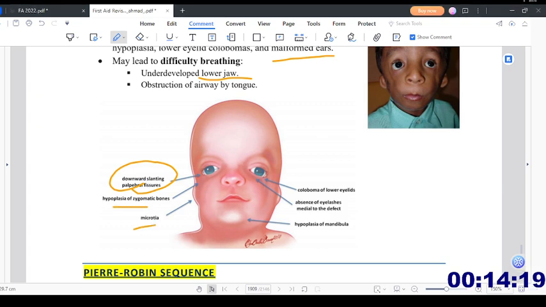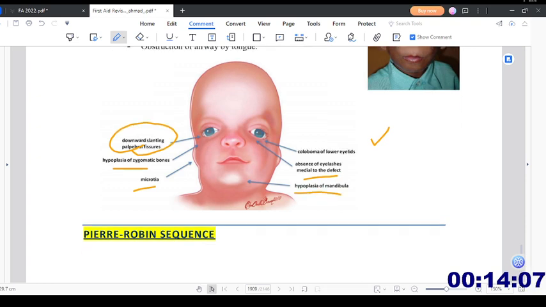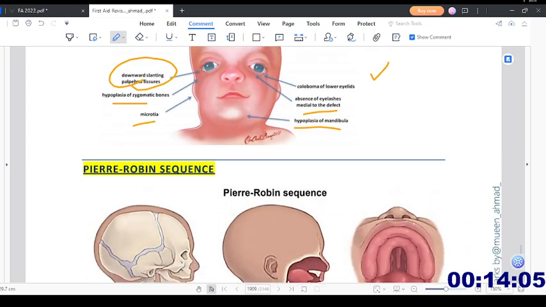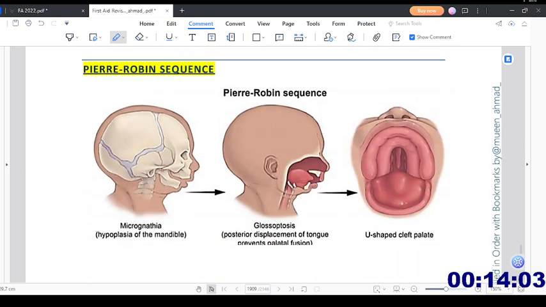Then there is microtia, that is small ears, coloboma of the lower eyelids, and absence of the eyelashes medial to the defect. So wherever the coloboma is present, medial to that there will be no eyelashes. And hypoplasia of the mandible will be seen, and the hypoplasia is a causative factor for the obstruction and things like that. So micrognathia, Pierre-Robin sequence, micrognathia, hypoplasia of the mandible. Okay, so you can see the mandible is hypoplastic.